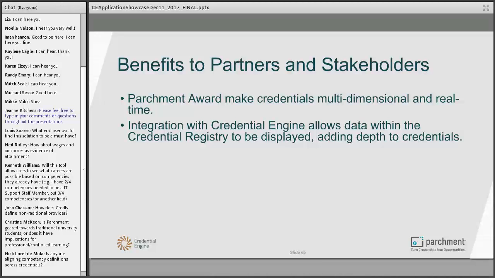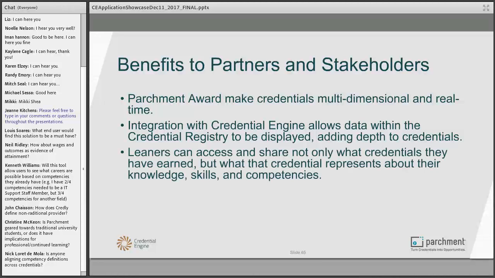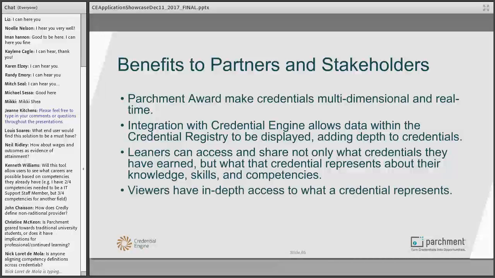That integration with Credential Engine allows the data within the registry to be displayed dynamically, which really adds an important depth to credentials. And it's that depth that allows learners to be able to access and share not only what credentials they've earned, but what those credentials represent about their knowledge, skills, and competencies.